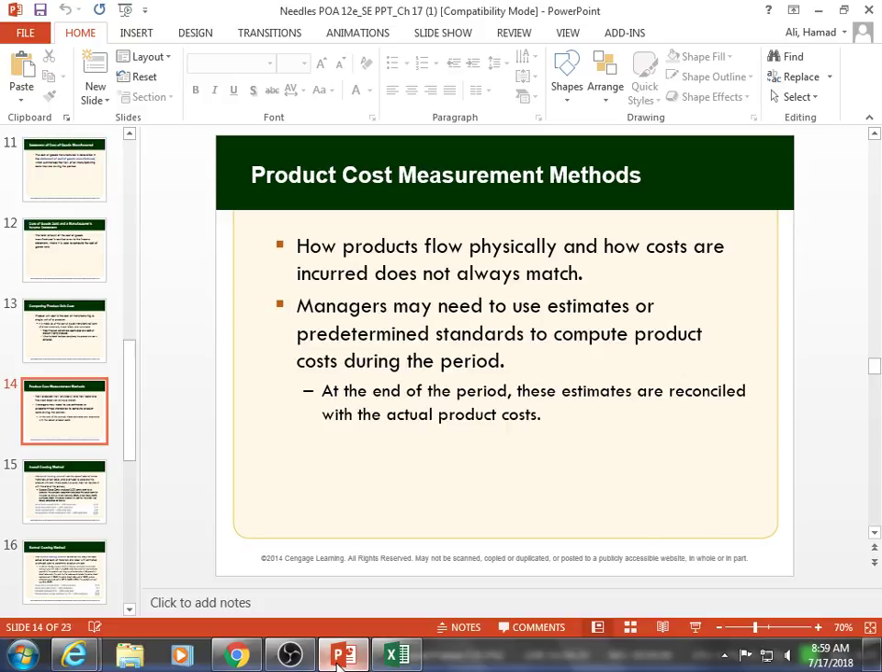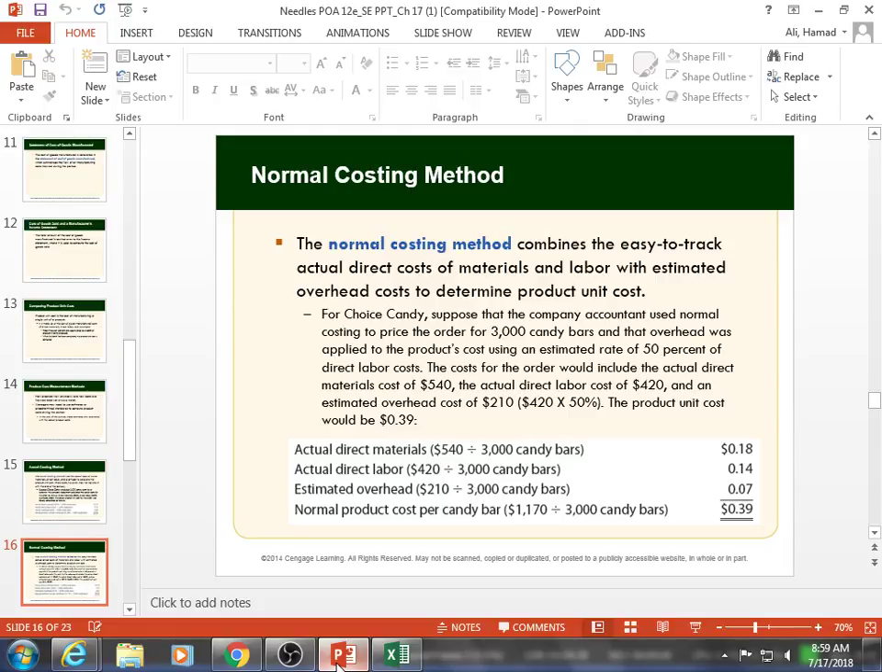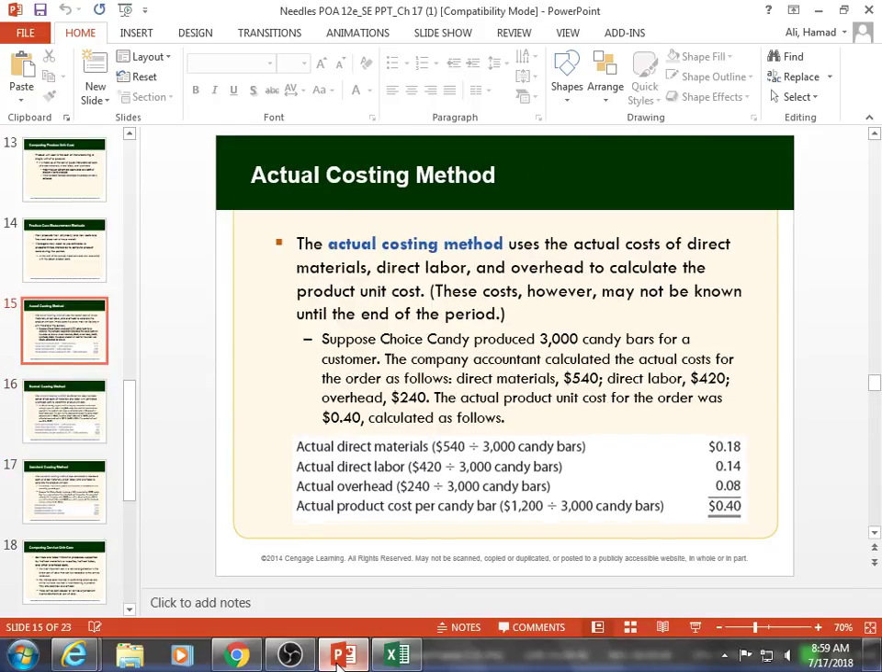You have the actual costing method, and then you have the normal costing method, and then you have the standard costing method. Three methods: actual, normal, and standard costing. The difference between the three, mostly in the actual, is that you wait until you finish manufacturing the product, and you look at what the actual cost was.